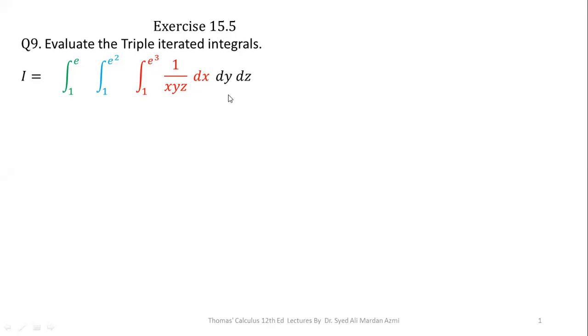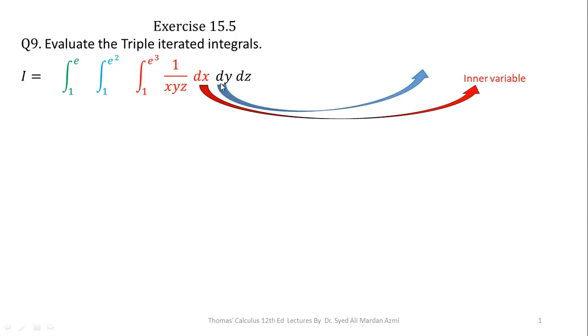Please note that in triple integrals, we have three kinds of variables. This x, whose limits are 1 to e cube, is called the inner variable. Second, y, whose limits are 1 to e square, is called the central variable. And the third, z, whose limits are 1 to e, is called the outer variable.